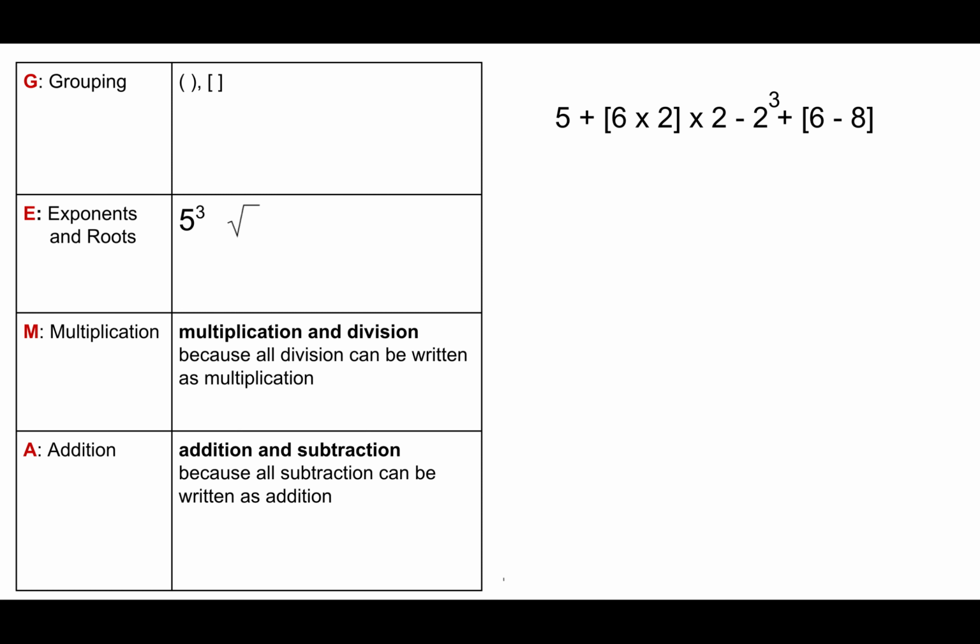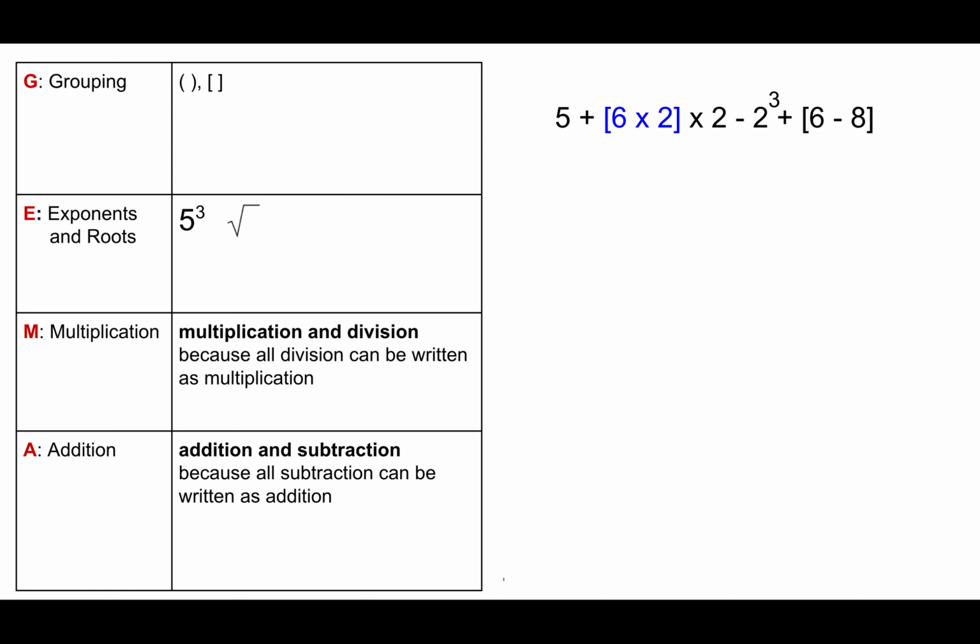Here's my expression. 5 plus the quantity 6 multiplied by 2 minus 2 cubed plus the quantity 6 minus 8. Looking at my GEMA, I have to figure out what to do first. And I notice that it's grouping. I see that I have two groupings. I have the product of 6 and 2 and the difference of 6 and 8. So I will do the one that comes first from left to right.